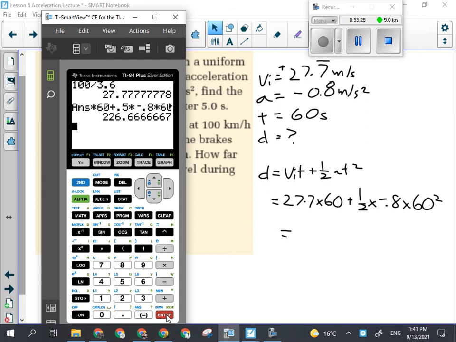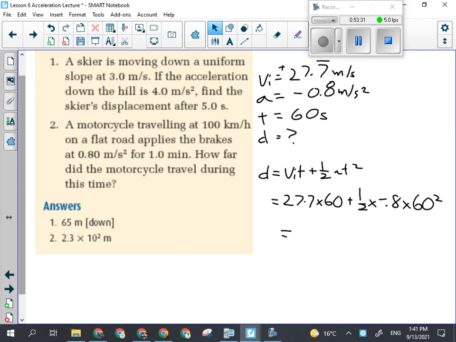All right, so it's going to travel 2.3 times 10 to the 2 meters. Yeah, we only have 2 significant digits here. So 2.3 times 10 to the 2 meters. It asked how far, so that's distance. I don't even have to put a positive on it. All right, questions on that one? Okay.